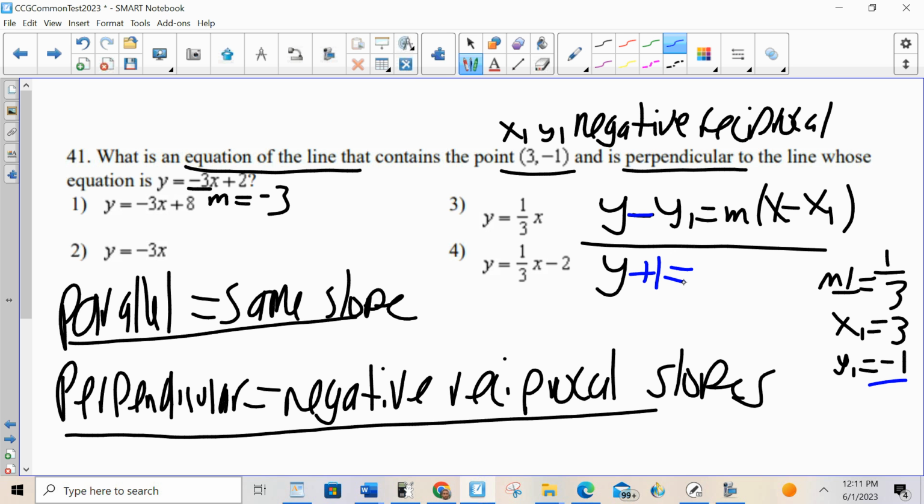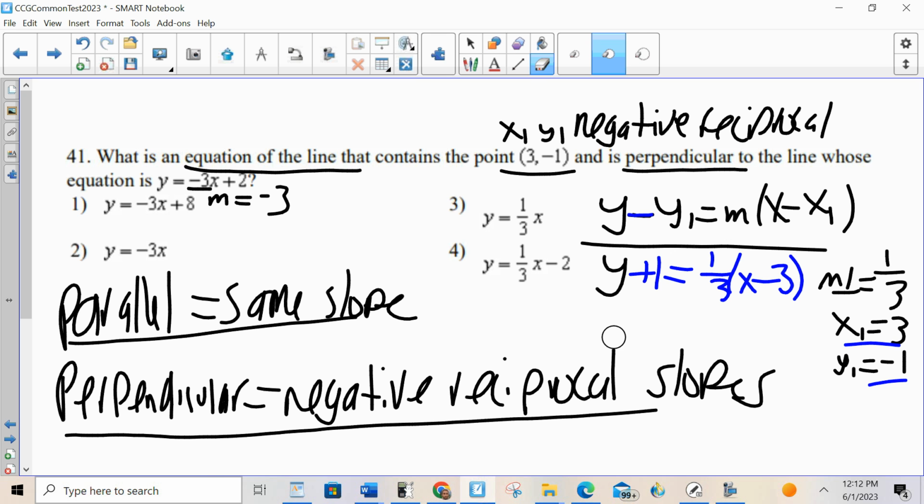M is 1/3. X is x. Minus x1 means change the sign of x1. Since x1's positive 3, I write minus 3. That's your answer in point slope form. If it's open response, you're done. If it's multiple choice, you might see it in point slope form or slope intercept form. This one has them in slope intercept form.